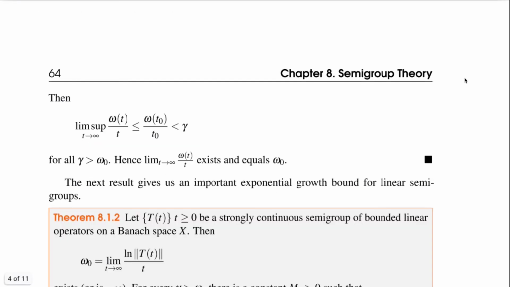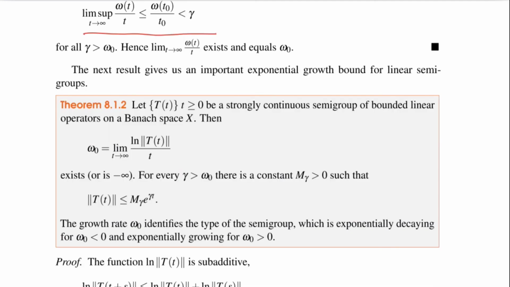Even the supremum. So if I do lim sup of that term, I get omega t0 divided by t0. But now this was bounded by gamma. Gamma was bigger than this. For all gamma which are bigger than omega 0, which means the limit exists and it equals the infimum omega 0. Alright, this was really technical indeed, but now let's see what we use it for.